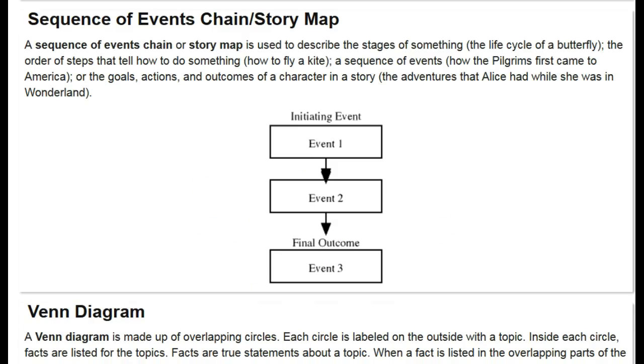Sequence of events, chain, or story map. A sequence of events chain or story map is used to describe the stages of something, the life cycle of a butterfly, for example. The order of steps that tell how to do something, like how to fly a kite. A sequence of events, like how the Pilgrims first came to America, or the goals, actions, and outcomes of a character in a story, like the adventures that Alice had while she was in Wonderland.